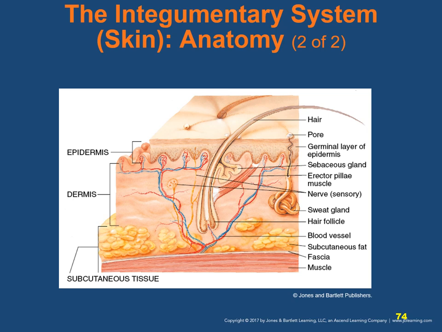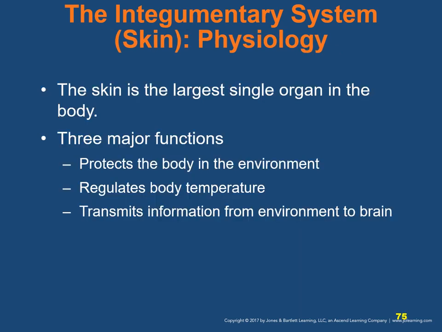This figure shows the different layers of the skin that I just discussed. The skin is the largest single organ of the body, and it has three major functions. It protects the body in the environment and protects the body from infectious organisms. It helps regulate body temperature, and sweat is secreted to the skin surface from the sweat glands. And then it also transmits information from the environment to the brain, so the skin reacts to pressure, pain, and pleasurable stimuli.